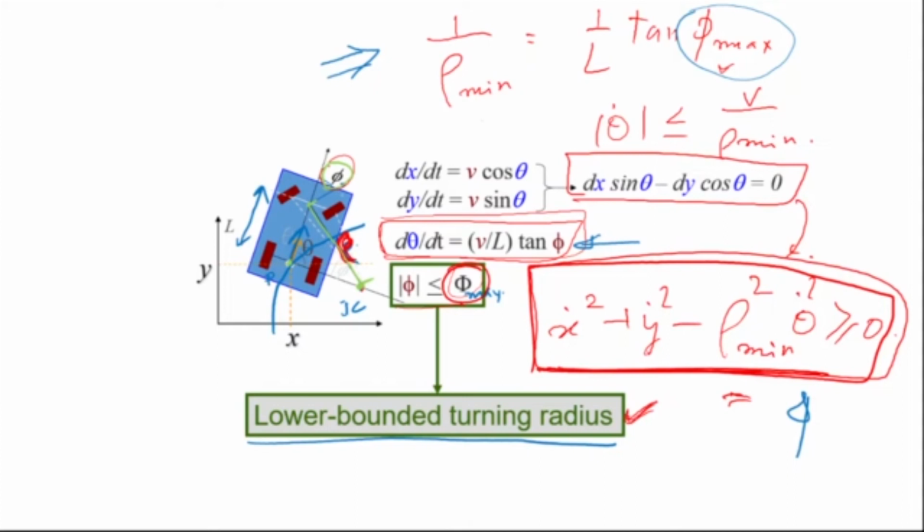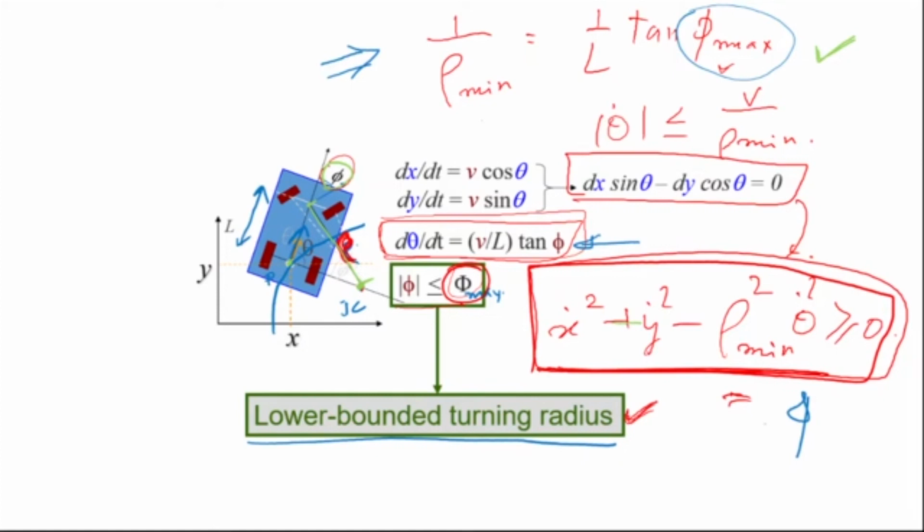Because of which, we end up with a constraint that x dot squared plus y dot squared plus rho minimum squared into theta dot squared must be greater than or equal to 0. Now, this comes from here, where 1 by rho min is equal to 1 by L tan phi max. And we can get this just from geometry, in terms of L, the length between the center of the front wheels and that of the rear wheel.